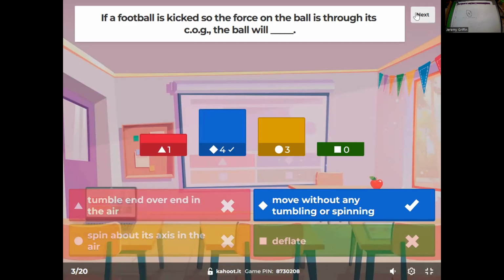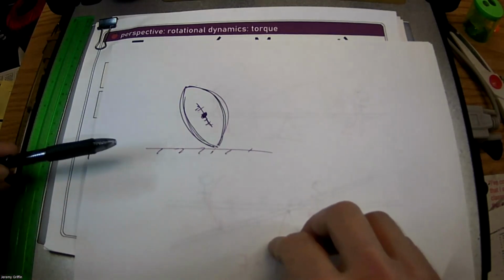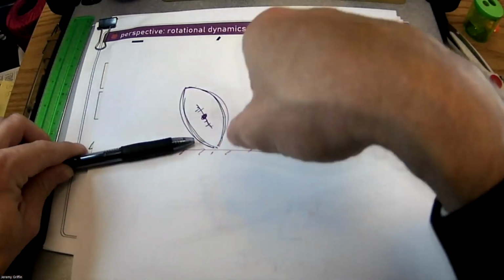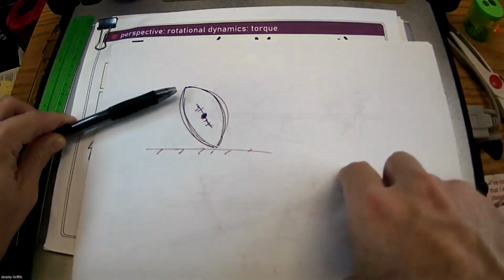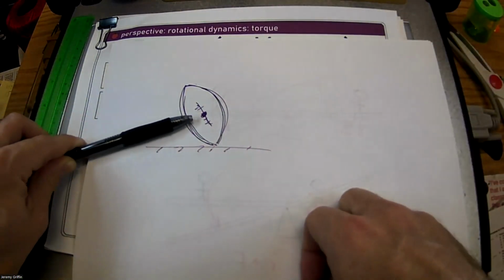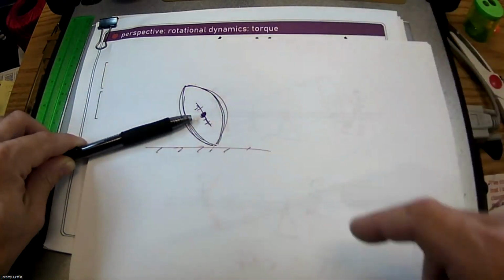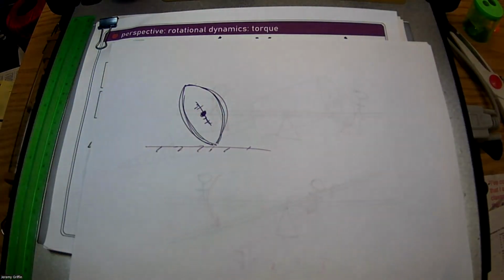All right, flip over here and show you guys why. So here's the football. It's all lined up, ready to kick. Now, if you kick it down here, it's going to rotate counterclockwise. If you kick it up here, it's going to rotate clockwise. If you kick it, bam, right through its center of gravity, it'll actually move without rotating at all, right? Because there would be no torque on it.